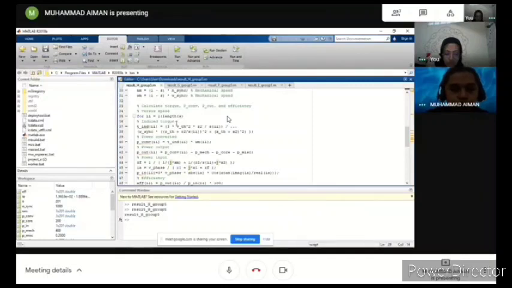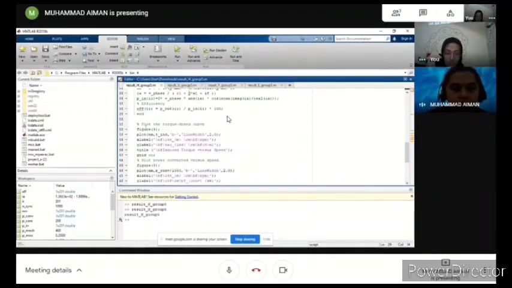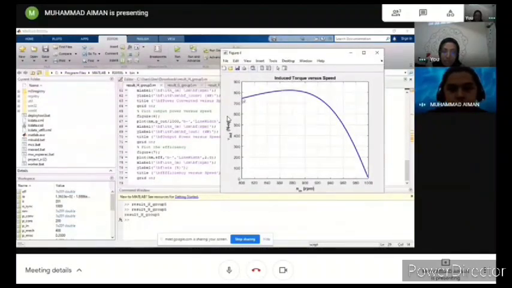So the formulas that we use are the formulas for torque, power converter, power output, and power input, which we use in the formula for efficiency. Last but not least, we plot the graphs based on the question, consisting of figures 4, 5, 6 and 7. When we run it, figure 4 comes out with the title induced torque versus speed.